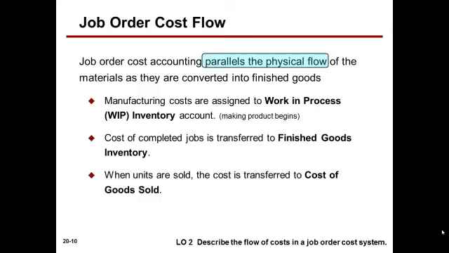The job order cost accounting parallels the physical flow of materials as they're converted into finished product. Manufacturing costs are first assigned to work in process inventory accounts as the production begins. The cost of completed jobs is transferred out to finished goods inventory. That's the calculation of COGM we made in the last chapter. And when goods are sold, the cost is transferred to a cost of goods sold account, an expense account on the income statement.